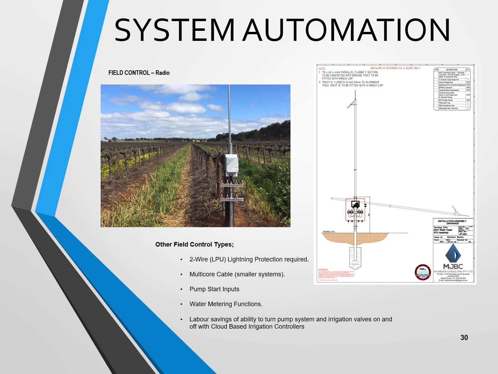The benefits of all these types of control are the functions of pump start inputs, water metering functions, and the labour savings associated with the ability to turn on and off irrigation valves using cloud-based software.